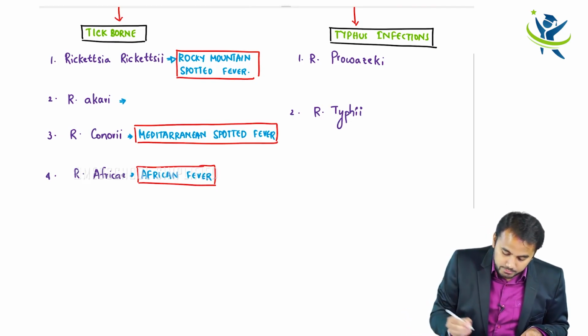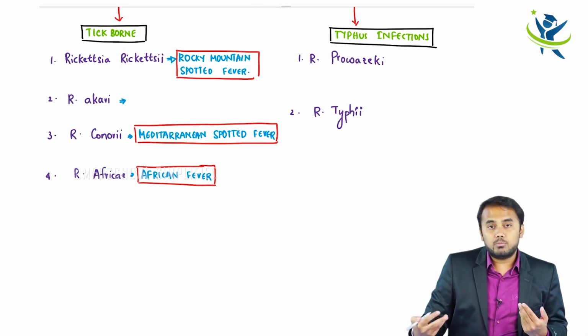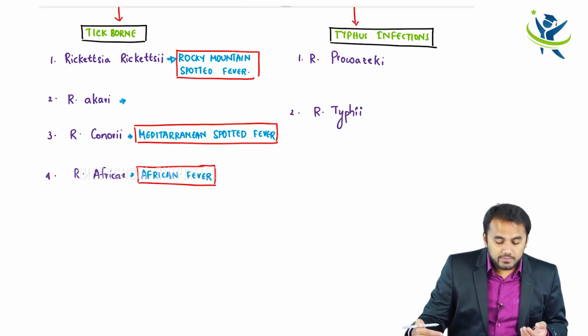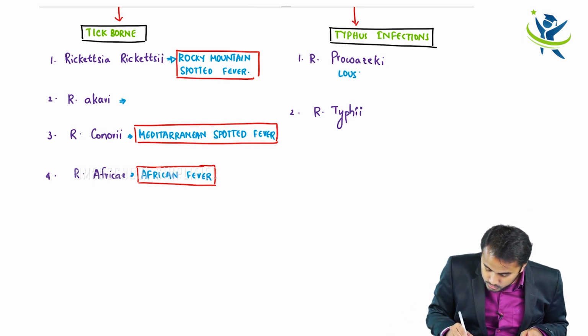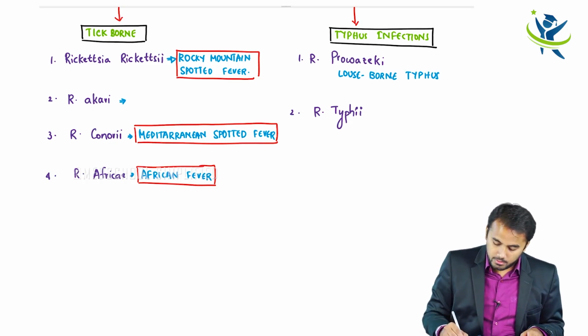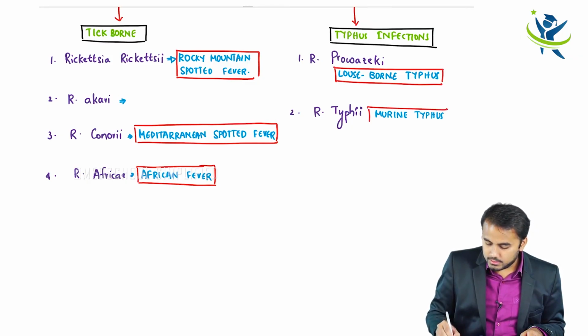Now, when it comes to Rickettsia prowazekii, what does it cause? Rickettsia prowazekii and Rickettsia typhi both cause typhus infections. Namely, Rickettsia prowazekii causes louse-borne typhus, and finally Rickettsia typhi causes murine typhus, right? So I hope you remember this. One causes louse-borne typhus and the other one murine typhus.